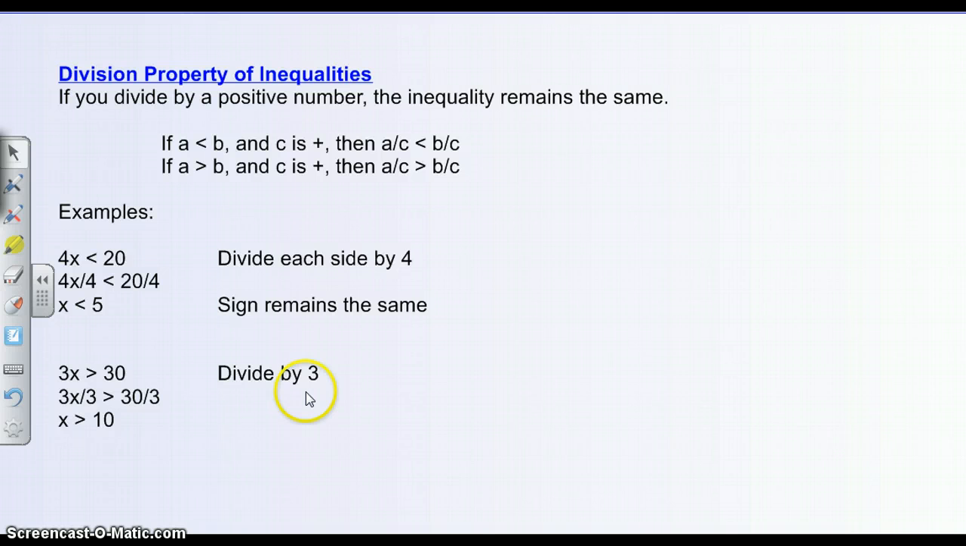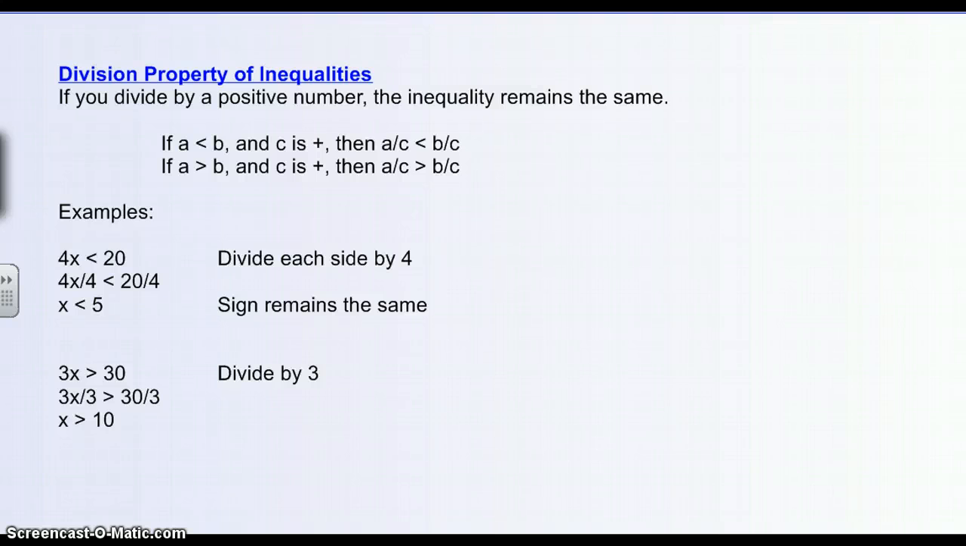So some examples of this would be 4x is less than 20. So to solve for x, you need to isolate x. So we're going to divide both sides by 4. So you get 4x divided by 4 is less than 20 divided by 4. So x is less than 5. You see here the sign remained the same. X is less than 5.